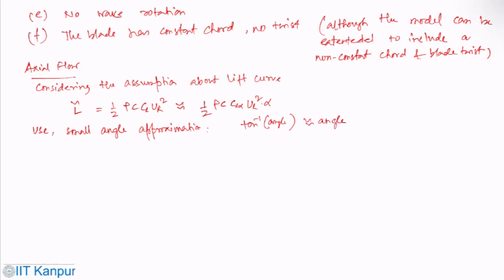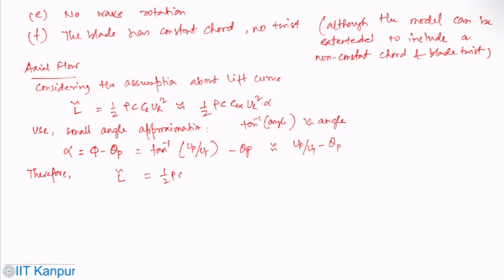So what we have is that alpha is phi minus theta P, which is tan inverse UP by UT minus theta P. We can write UP by UT minus theta P. Therefore, what we get: L is half rho C CL alpha UR square into UP by UT minus theta P.